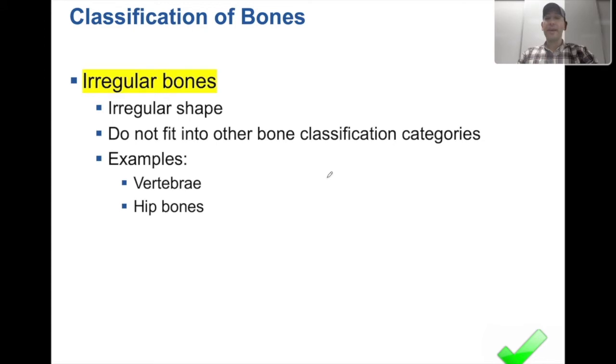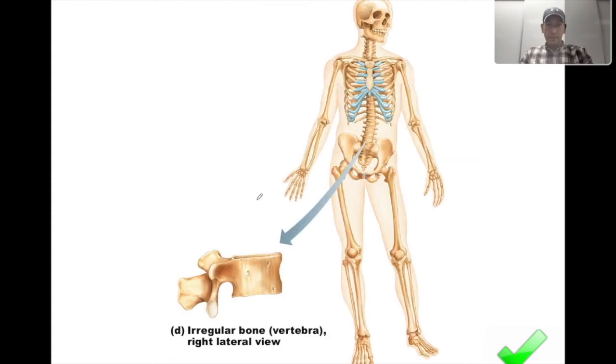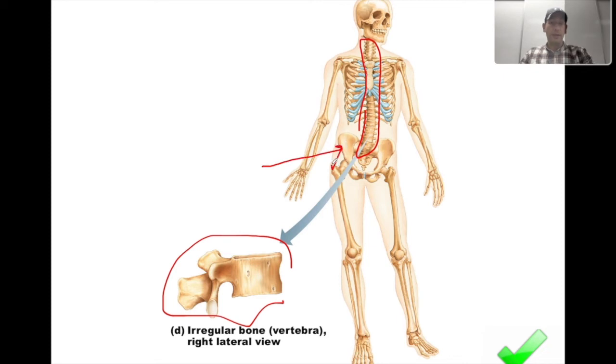And we also have irregular bones. Irregular bones sort of don't really fit in any other shape. And that includes your vertebrae, all of the vertebral column, all of these vertebrae are irregular bones. Your hip bones, your pelvis, are also irregular. These are your irregular bones.